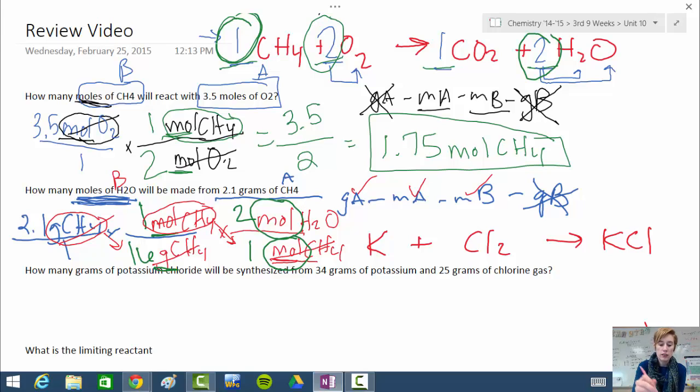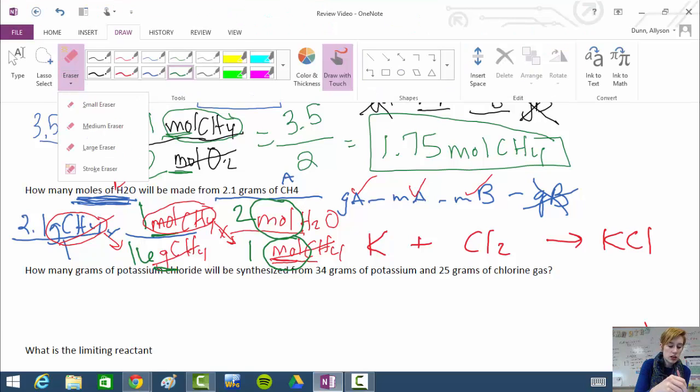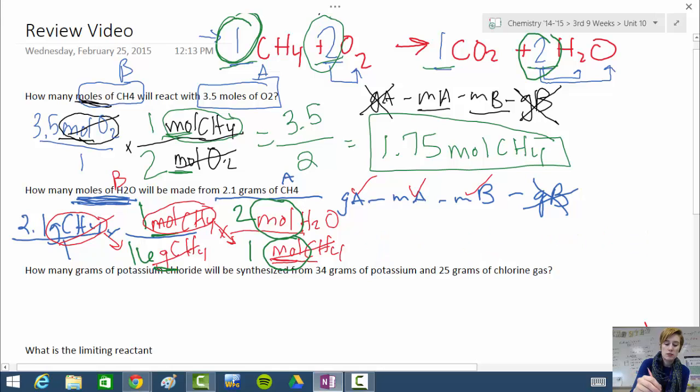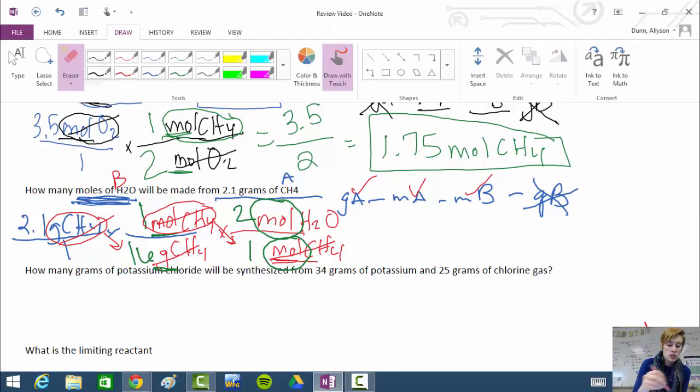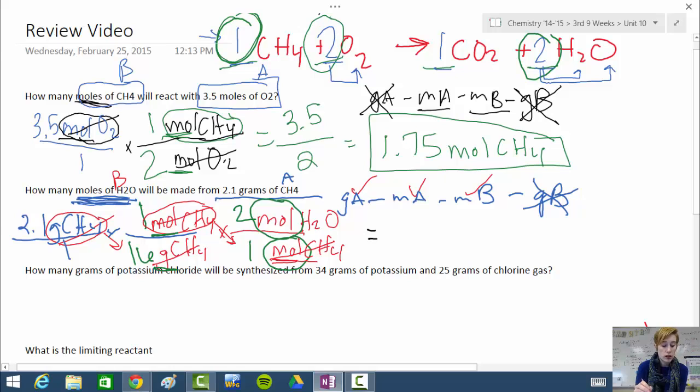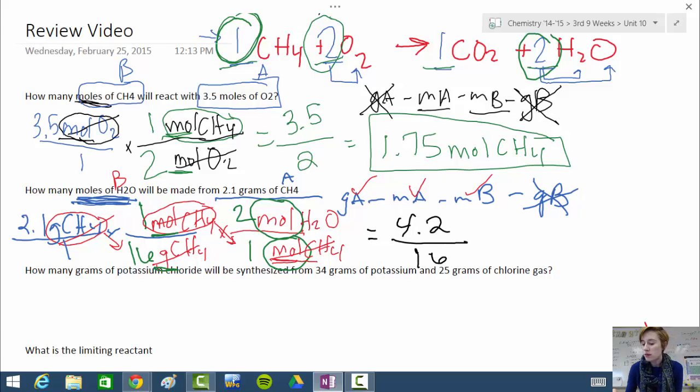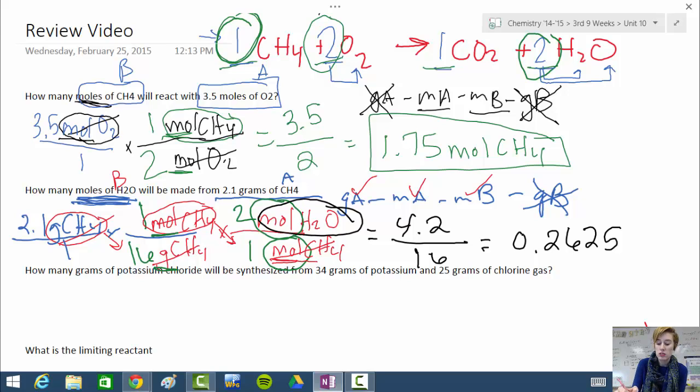So now I'm going to solve, and I have an equation that's kind of in the way, so I'm just going to erase it. Okay, so 2.1 times 2 is 4.2, divided by 16 gives me 0.2625. What's my unit? It's always the top one on the right because everything else is canceled out. So moles of water is my answer there.